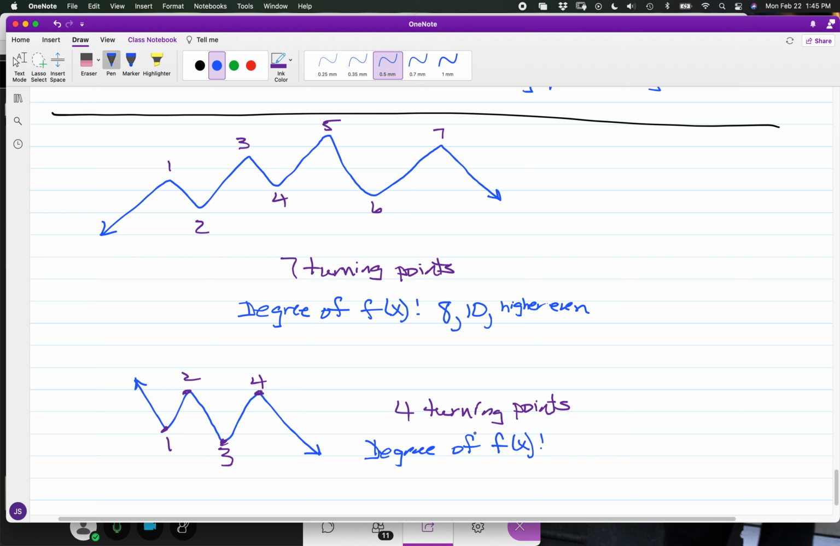the minimum degree of f of x is going to be one more than the number of turning points, so it could be 5, and if it's not 5, it's going to be a higher odd number. It could be 5, 7, or 9, but some odd power that is greater than or equal to 5. Again, the number of turning points is always going to be less than the degree of the polynomial function itself.